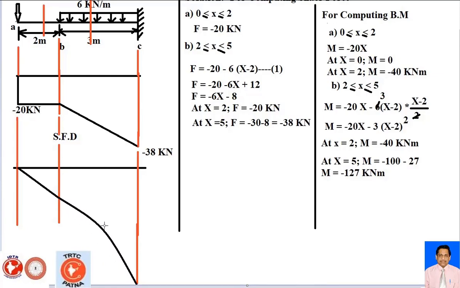So this curve is convex, upward direction, otherwise this curve is in the downward direction. Now here is your 0 kilonewton meter. Then up to this point, point B is minus 40 kilonewton meter. And at point C it is minus 127 kilonewton meter.